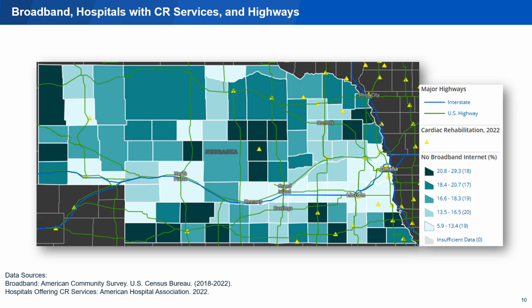The Atlas offers an overlay of major highways too. These data, on top of broadband data, can help to better understand areas that have less access to internet-based cardiac rehabilitation services because of limited broadband, and lack access to in-person cardiac rehabilitation services because they are far from hospitals offering these services, or the major highways needed to reach them.